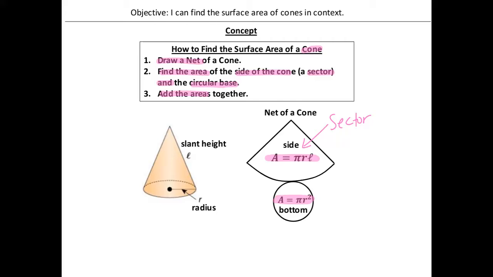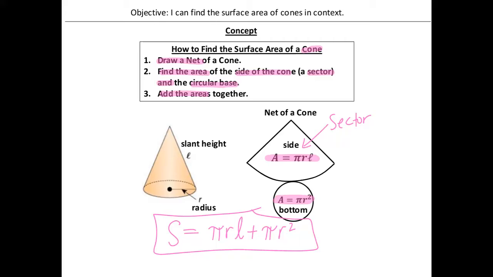So if I combine those together, the formula we're going to be using today is S is equal to pi r L for the sector plus pi r squared for the circle. So this is going to be our formula for today: pi r L plus pi r squared. Just like the cylinder is always going to be the same formula, our surface area formula is always going to be the same. Pi r L plus pi r squared. Okay?